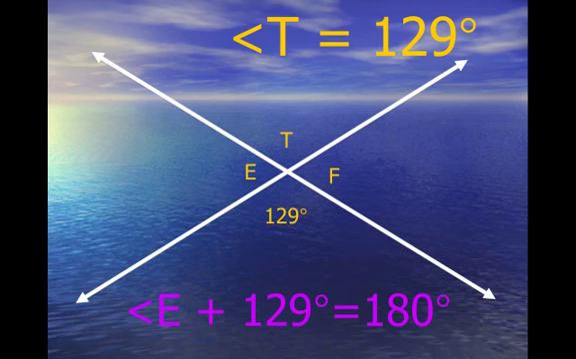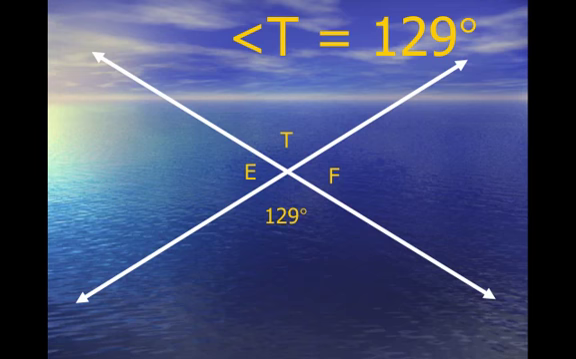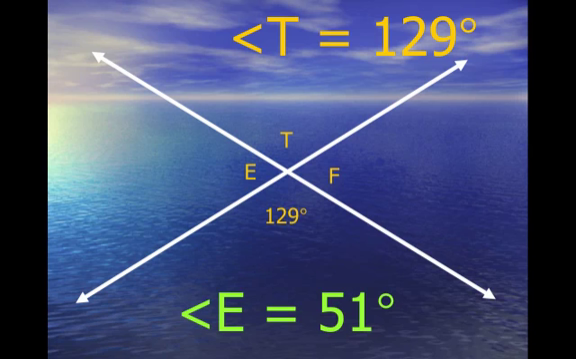So now, by a process of elimination, solving this simple one-step equation, we can clearly see that the value of E is 51 degrees. Now, if we know E is 51 degrees, then by the definition of vertical angles, F is 51 degrees as well. And if you went around here and added up these four angles, 51 plus 129 plus 51 plus 129 all add up to be 360 degrees. This is what happens when two lines intersect, by definition of vertical angles and supplementary angles.